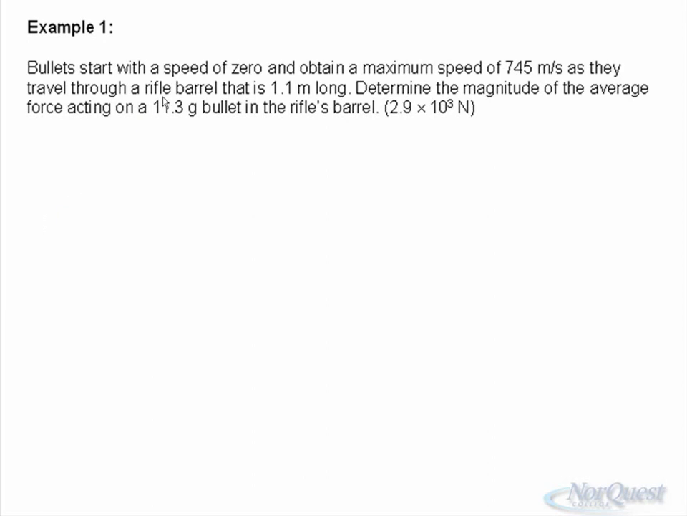So bullets start with a speed of 0, so initially I'm going to label my initial velocity here 0 meters per second. They obtain a maximum speed of 745, so my final velocity is 745 meters per second. They travel through a rifle barrel that is 1.1 meters long, so we have a displacement here of 1.1 meters. Notice I'm putting everything in the proper units as I write them down.